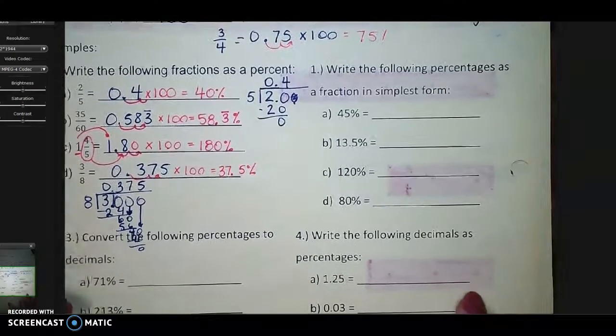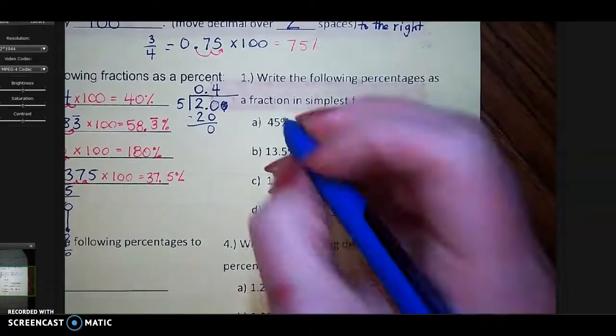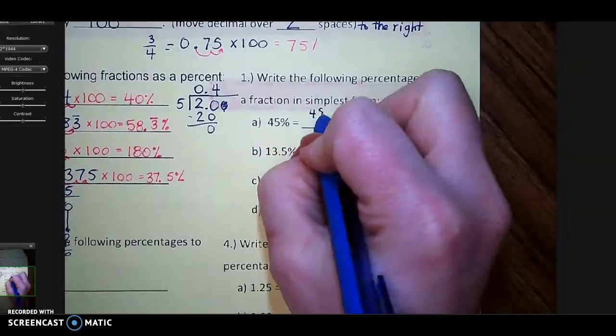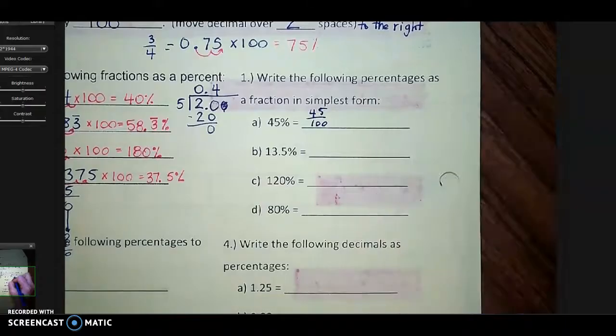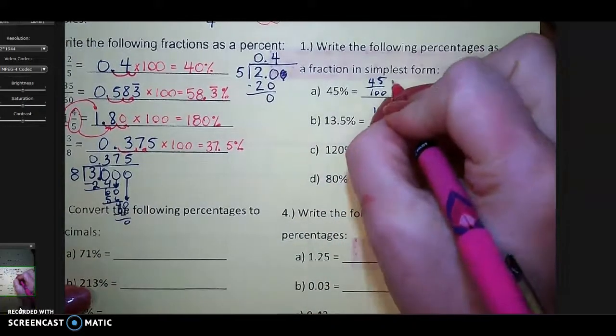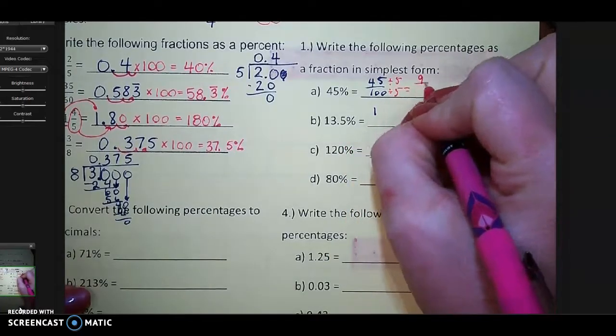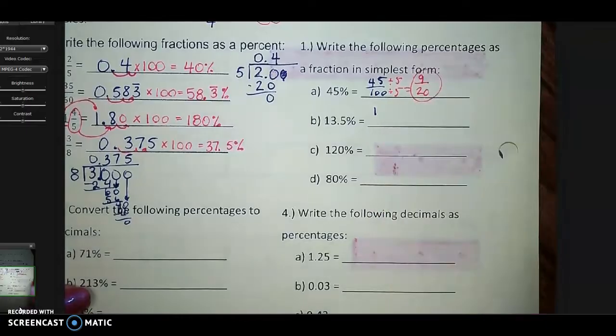The next thing we're going to do is write the following percentages as fractions in simplest form. What you might remember from last year, hopefully, is that all I do is I take this number, I write it over 100, and then I see if I can reduce it. So yes, I can reduce it. Both of these divide by 5. So I get 9 over 20. That is my simplest form, and so I am done. In other words, I can't reduce it any further.